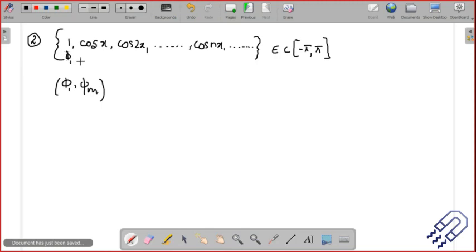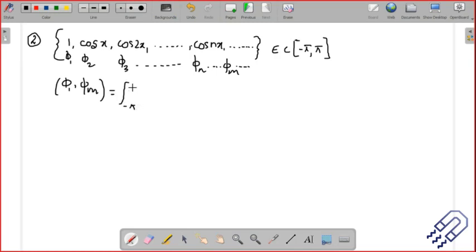So maybe this is phi 1, this is phi 2, this is phi 3, then somewhere we'll have phi n, and maybe somewhere phi m, and so on. Phi m is the general term that I'm saying. So I do the integration from minus pi to plus pi. I can pick this to be 1, and then take the cosine, so it can be written as cos nx dx.